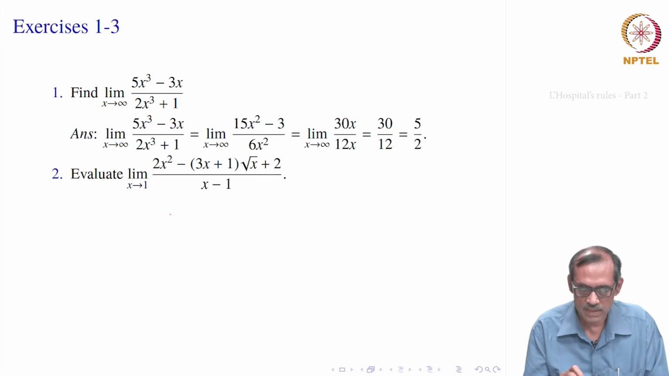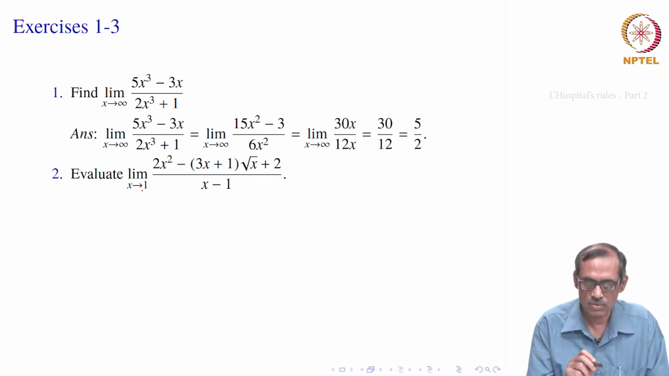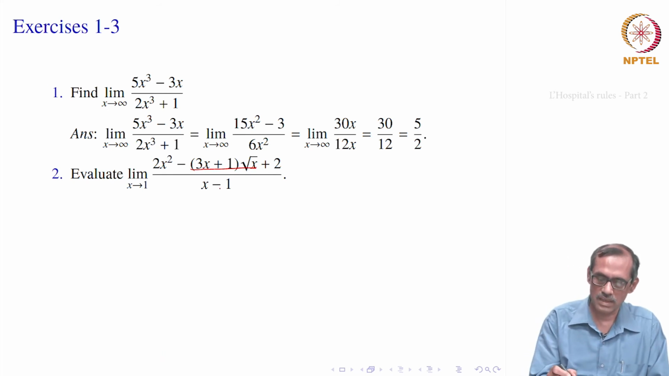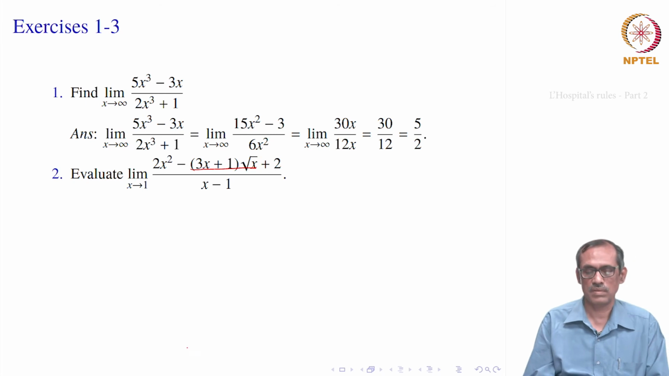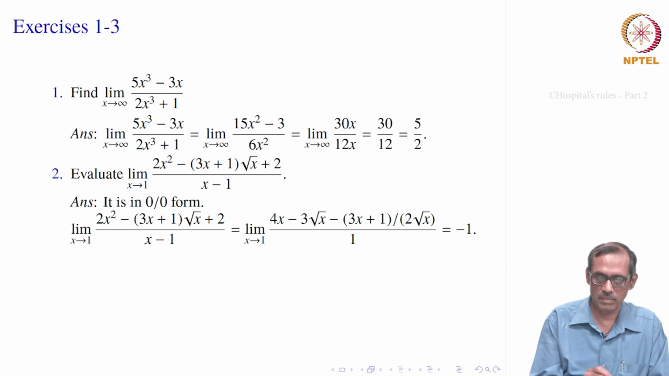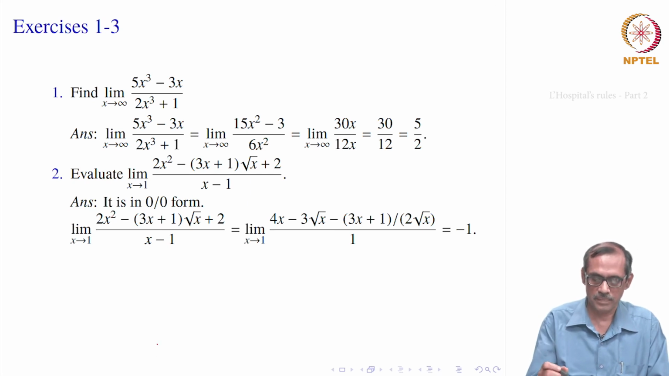Here we want to evaluate this limit x goes to 1 of 2x square minus 3x plus 1 into square root of x plus 2. So, it is this one plus 2 and divided by x minus 1. As x goes to 1, the denominator goes to 0 and the numerator it is 2 to 4 minus 4 times 1. So, it is 0, that is it is in 0 by 0 form, fine. But derivatives will be a bit difficult now, but try.